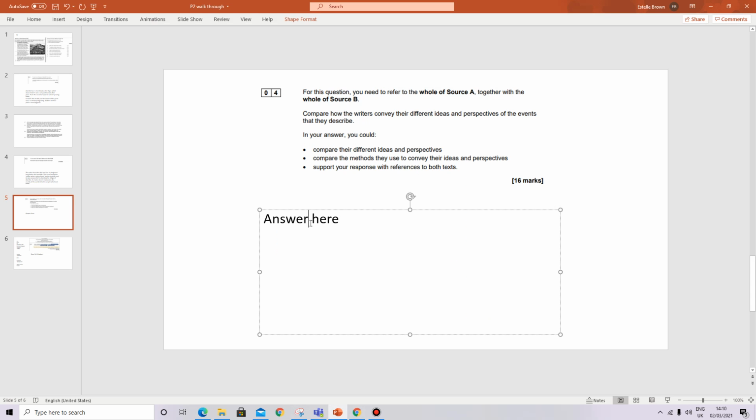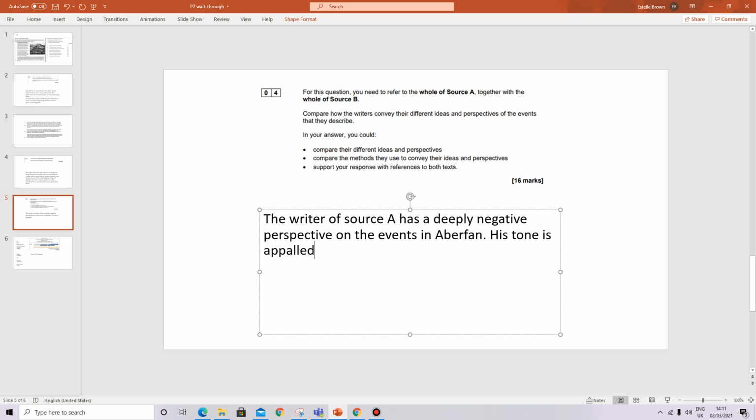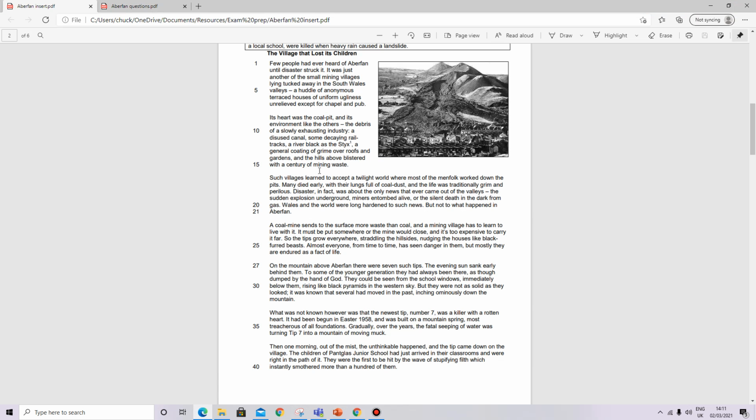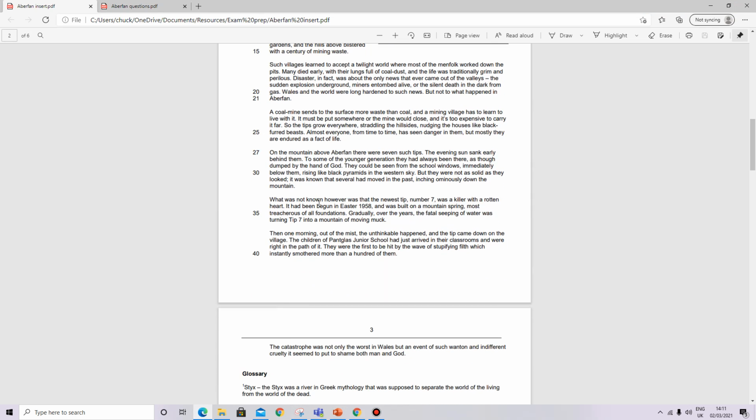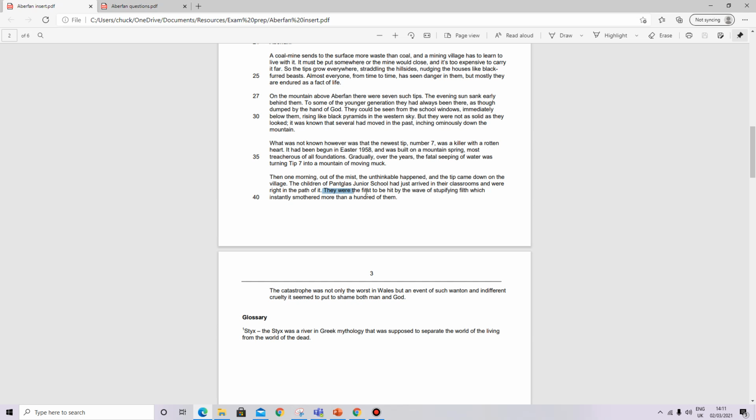Okay, so what I'm going to do here, I'm going to go back, and I'm going to decide on my starting point. Okay, the writer of source A has a deeply negative perspective on the events in Aberfan. Do you see how I'm already using the words that are in the question to make sure that my focus stays on that? I've started with deeply negative, but I'm going to be a bit more specific about that now, and I'm going to bring tone in. All right, his tone is appalled, and I'm actually going to put a quote straight in there.